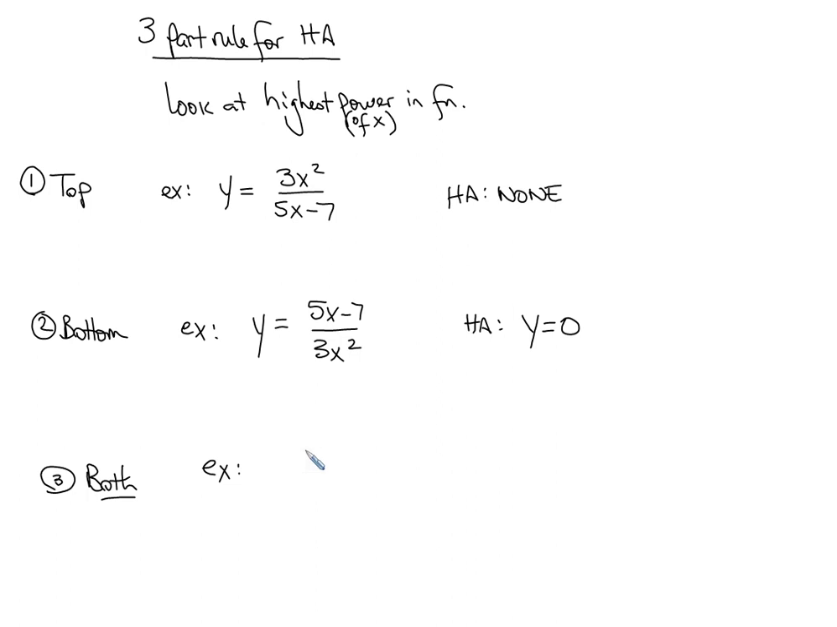Both, meaning you have y is equal to 10x cubed minus 7x plus 1 over 5x cubed plus 4. What's the highest power of x? 3. Where is it? Both the top and the bottom. When that happens, guys, what you do is you just reduce those two terms.